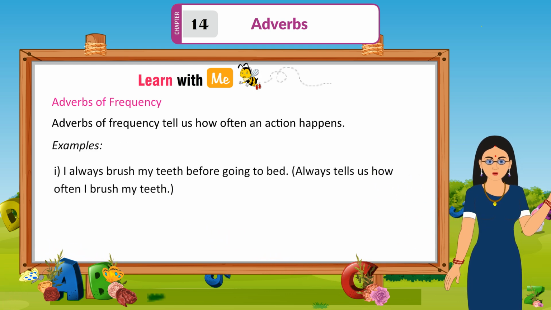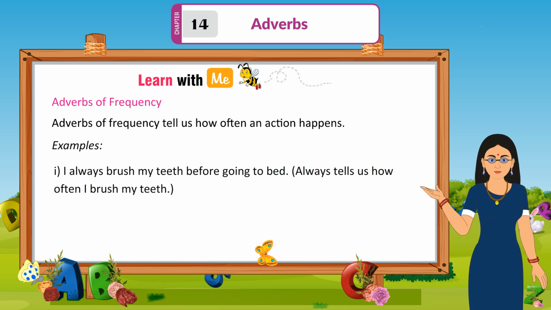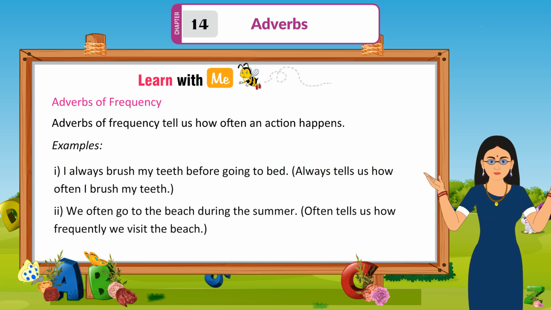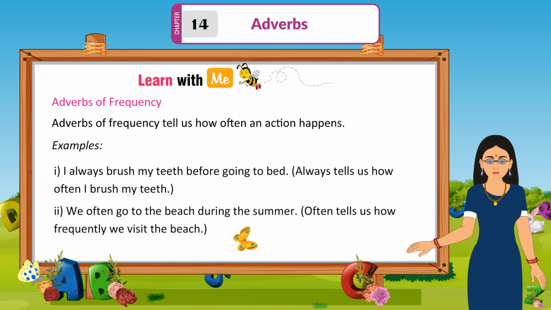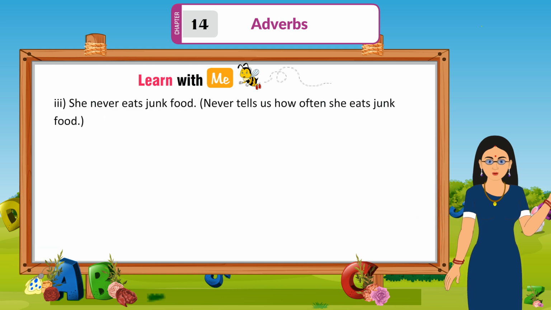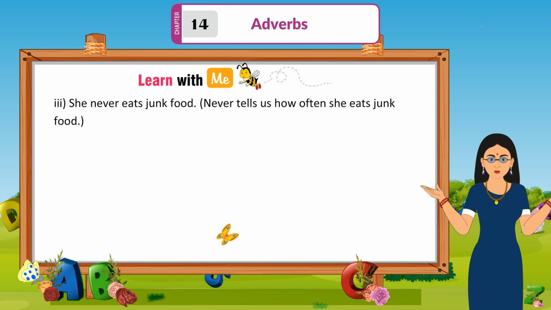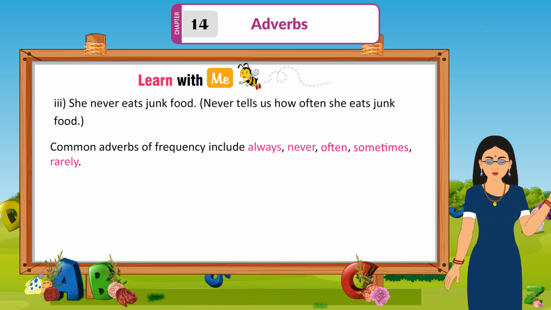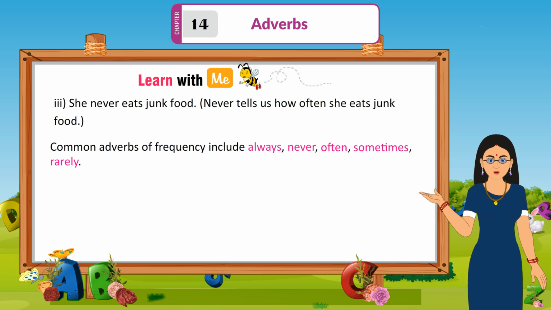Example, I always brush my teeth before going to bed. Always tells us how often I brush my teeth. We often go to the beach during the summer. Often tells us how frequently we visit the beach. She never eats junk food. Never tells us how often she eats junk food. Common adverbs of frequency include always, never, often, sometimes, rarely.